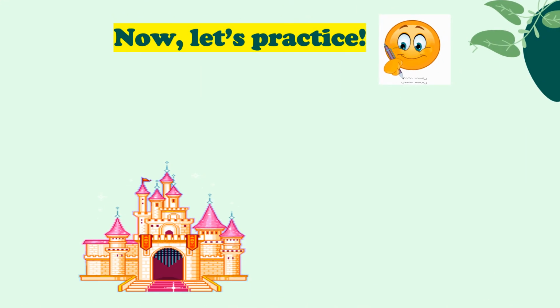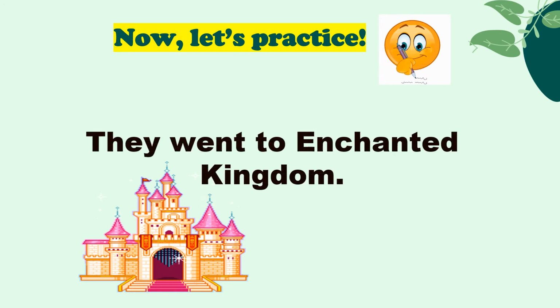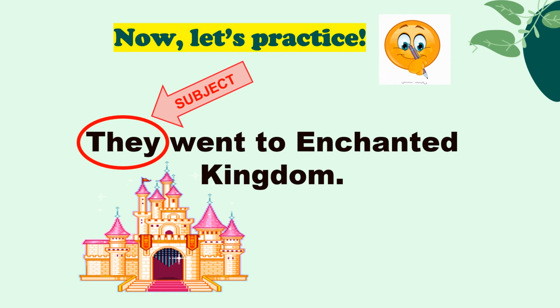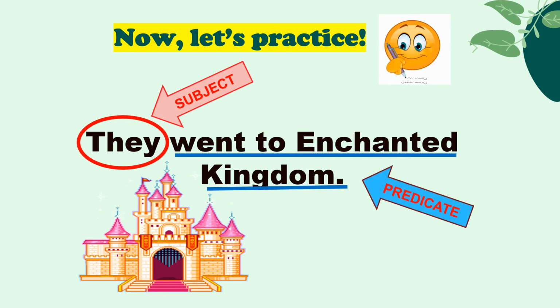Now let's have one more. They went to Enchanted Kingdom. Who went to Enchanted Kingdom? They. That is your subject. Remember, a subject can be a noun or, in this case, a pronoun. And went to Enchanted Kingdom is your predicate. Predicate contains the verb or the linking verb in the sentence, and it tells us what the subject is doing. Very good, children.